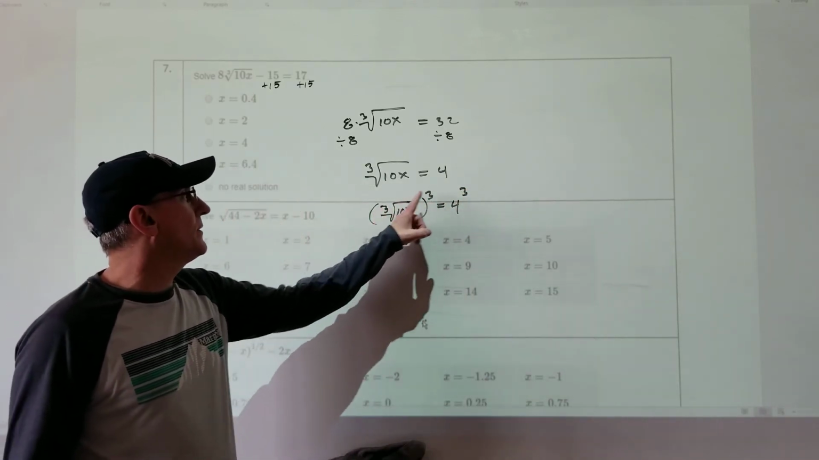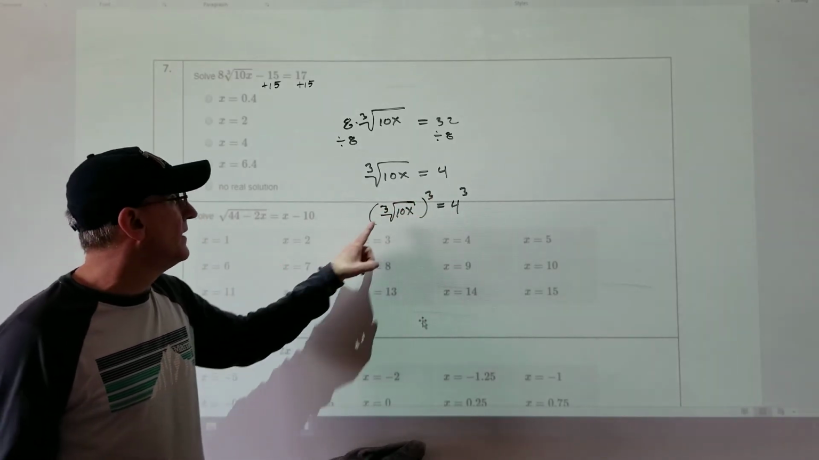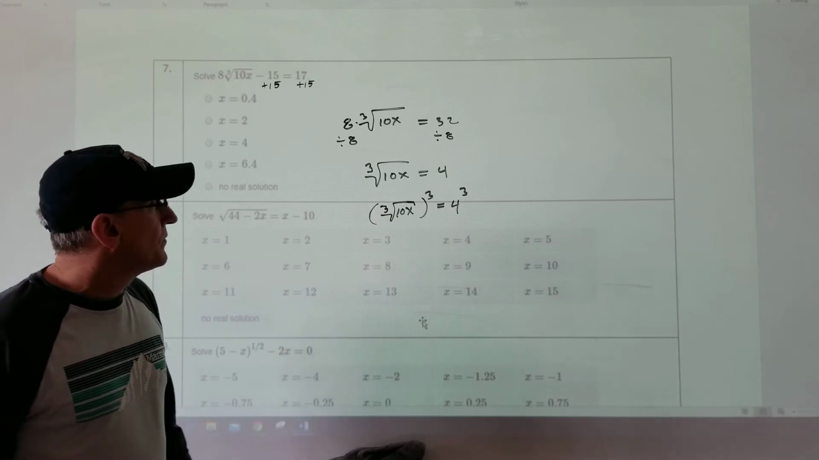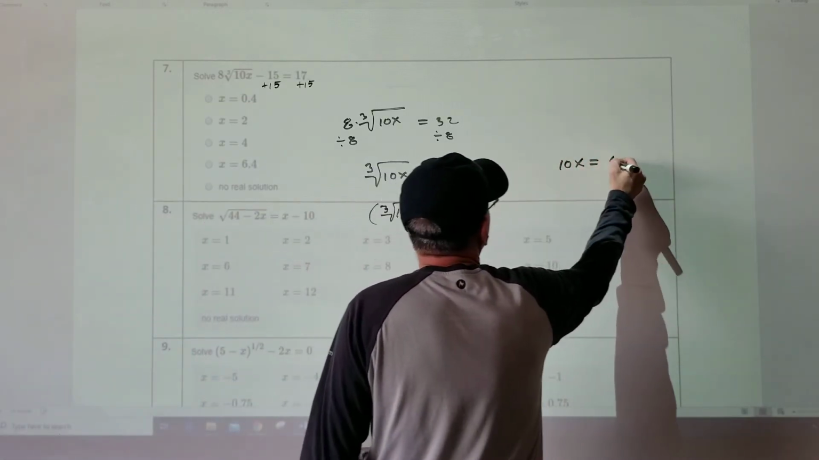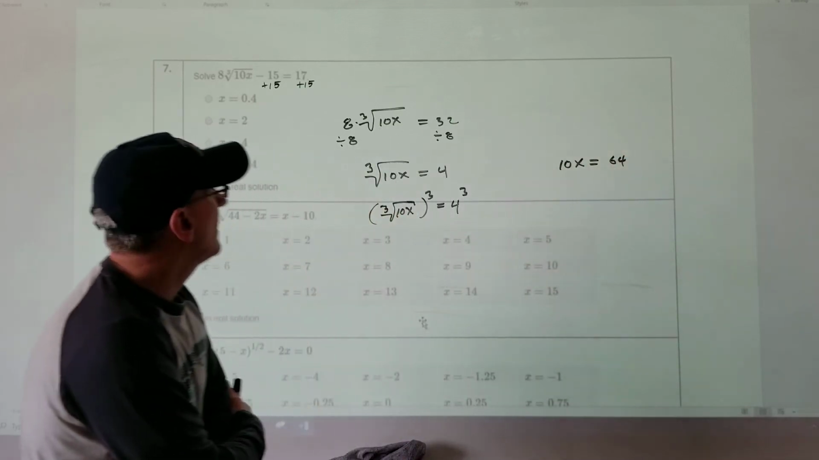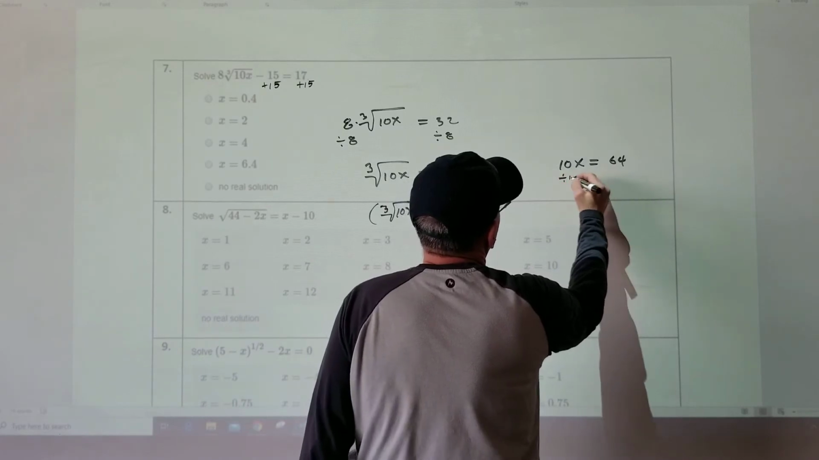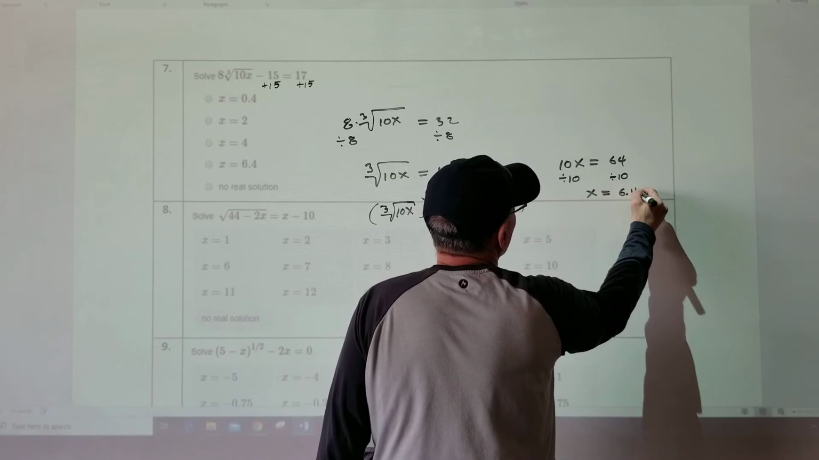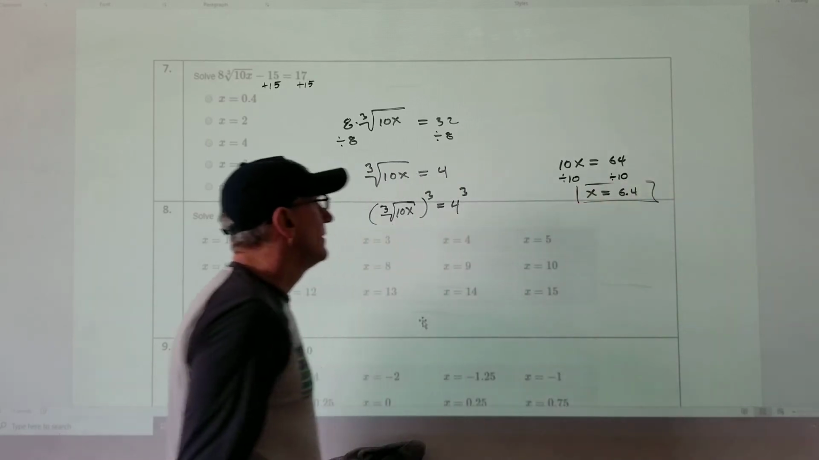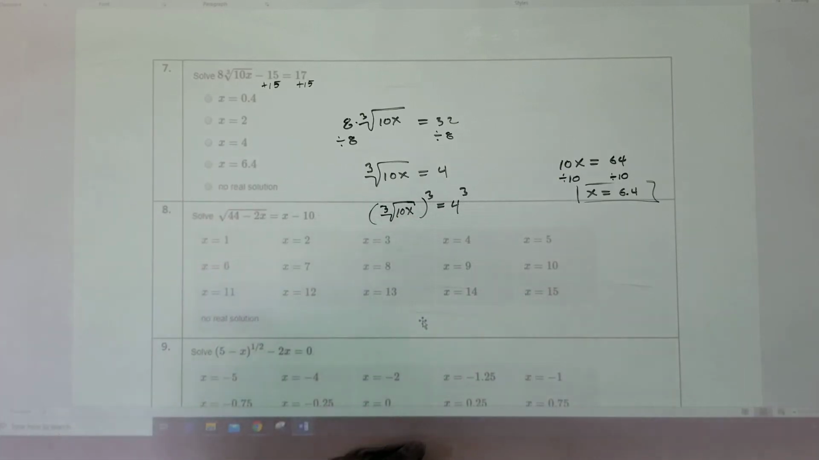Cube roots and cubes are inverses. The reason you're doing this in the first place is to take the cube root off. You're going to get 10x on the left, and you're going to get 4 cubed, which is 64, on the right. You divide by 10, and you're done. And you should not have to worry about whether this is an extraneous or sort of phony answer, because I cubed both sides, and that doesn't tend to produce extraneous answers.